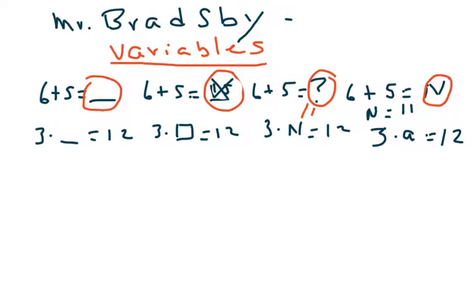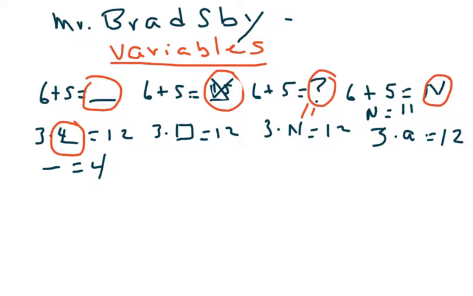So here we have 3 times blank is 12. Rather than the answer being the variable, this is the variable, the blank. Well, let's think about this. 3 times blank is 12. What do I multiply 3 by to get 12? Well, we know 3 times 4 is 12. So the variable here, the blank, is 4.